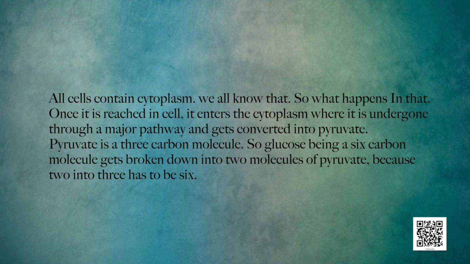Once glucose is raised in the cell, it enters the cytoplasm, where it undergoes a major pathway and gets converted into pyruvate. Pyruvate is a 3-carbon molecule. So glucose, being a 6-carbon molecule, gets broken down into 2 molecules of pyruvate, because 2 into 3 has to be 6. Correct? So, let me repeat.